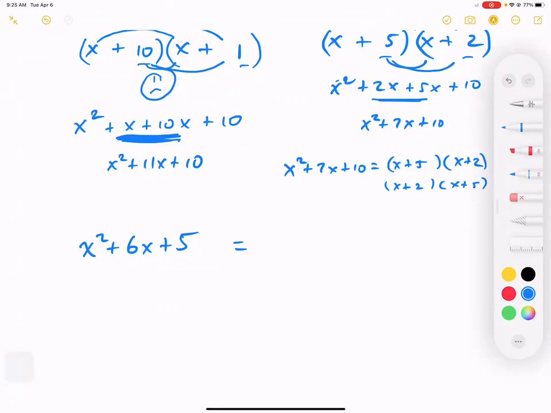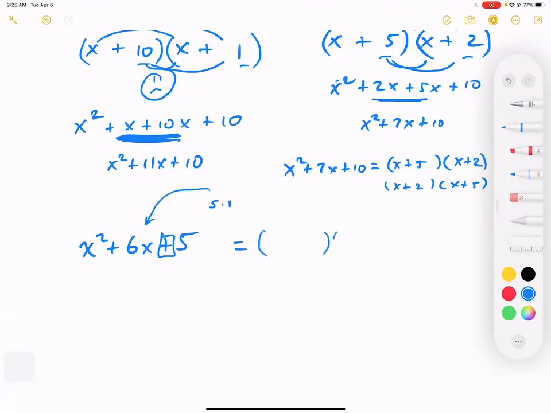Okay. So the way I teach this, and I want you guys to write this out, just write down the possibilities on the side. What numbers multiplied become 5? Well, 5 times 1, right? And that turns out to be my only possibility. And does 5 plus 1 become 6? It works.